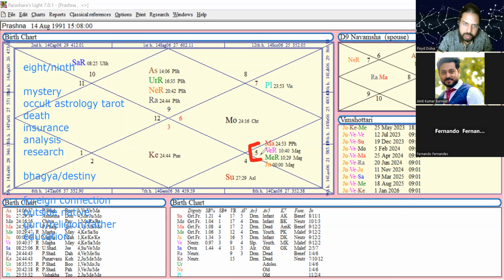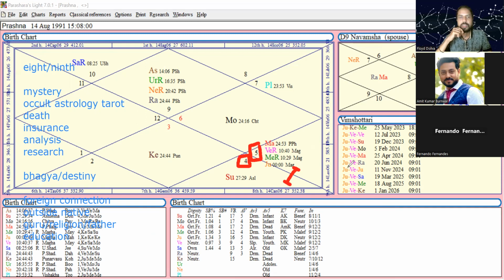Jupiter is in the sign of Leo, number 5. Jupiter is also on the edge of Cancer, which is a water sign. So water and fire. We call this the Gandanta region. But it's a little advanced concept when you're going from water to fire.